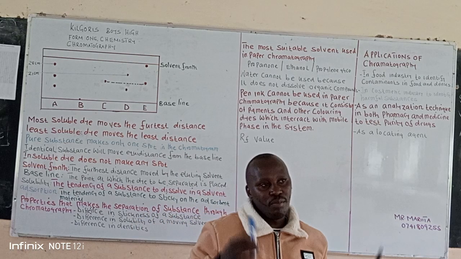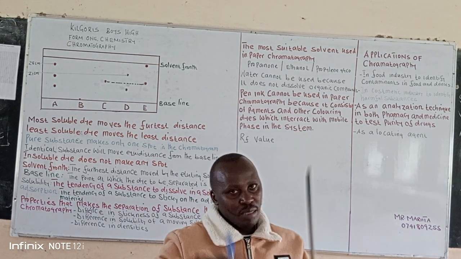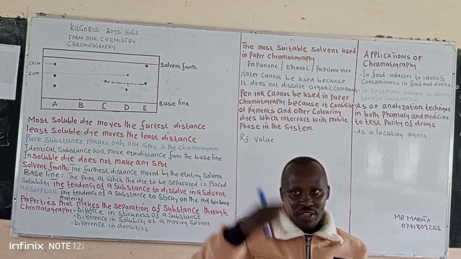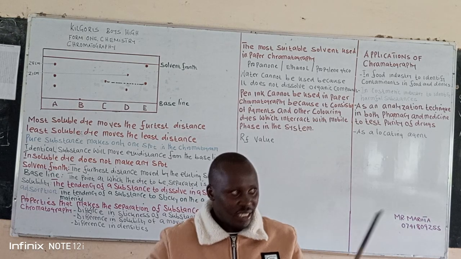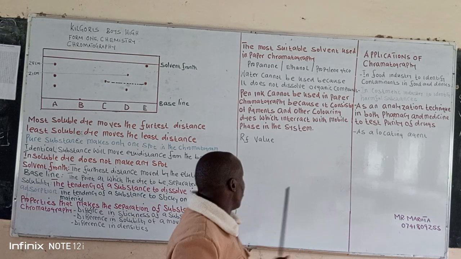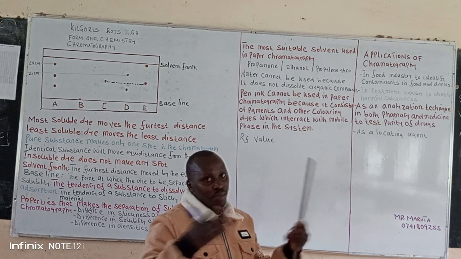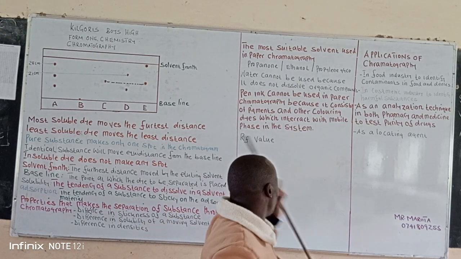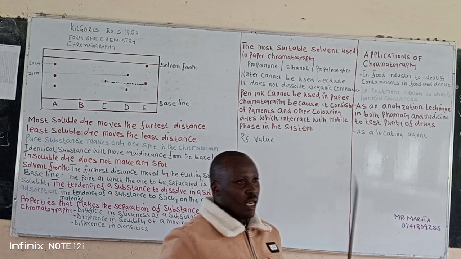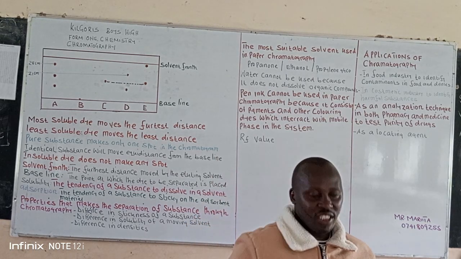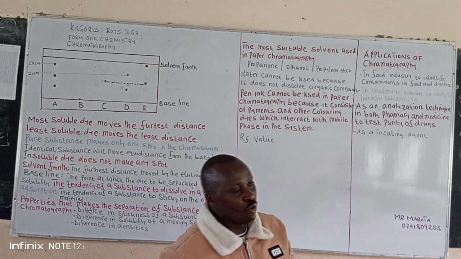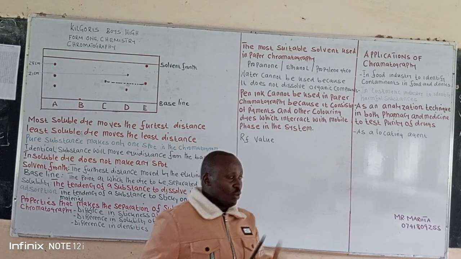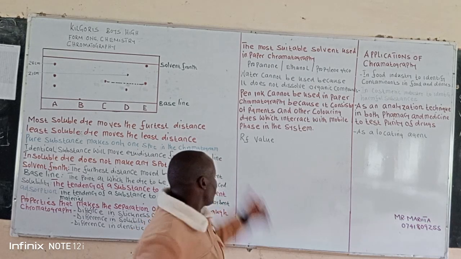Instead, a pencil can be used because a pencil is made up of carbon, graphite, or lead. Lead or carbon in that case does not contain pigments or dyes, therefore it cannot interact with the mobile phase in the system. So if you are required to give a reason why the ink cannot be used, that's what you can say.